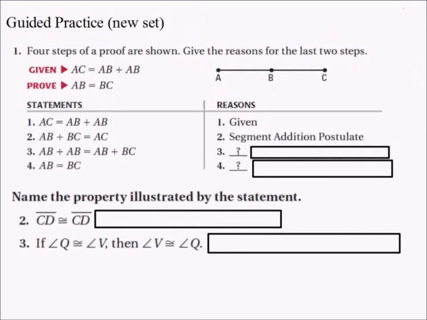I'm going to go ahead and give you a couple of seconds to write this out. I know it's a lot, but it kind of illustrates what you need for your homework. You have 4 steps of a proof shown. Give the reason for the last 2 steps. This is what the test is going to look like. You're going to have this, and you're going to want to know what these reasons are. So I'm going to try to point these out to you. I'll give you a couple of seconds to write that down.